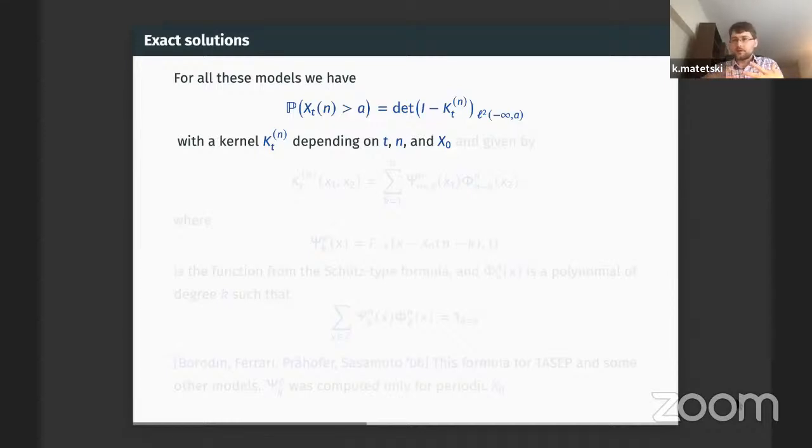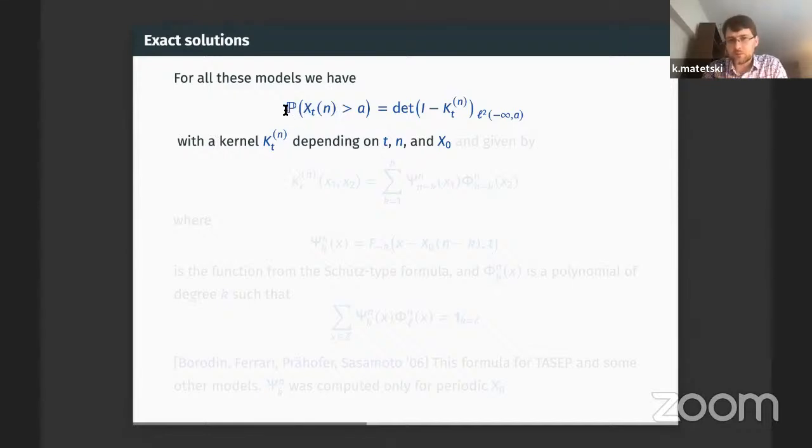For all these models which I mentioned, if we have a Schütz type formula, we can compute a distribution function of a particle. In what follows, I will always write formulas for the one-point distribution, meaning the distribution function of one particle. We also have similar formulas for multi-point distributions, but in order to write them, I would need to introduce some more notation, and I just don't want to make everything more complicated. So I will always use the one-point distribution function.